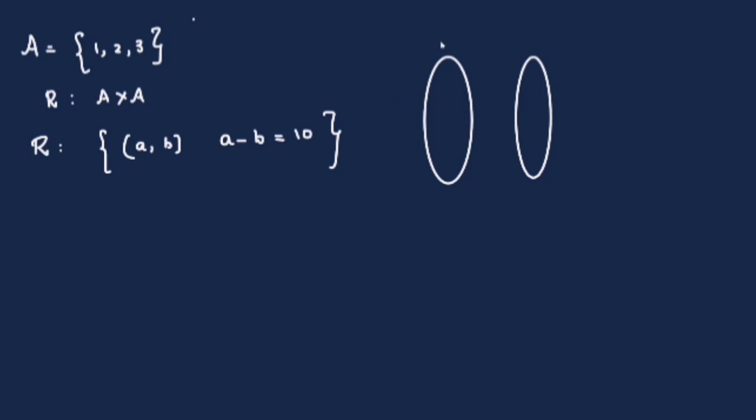Let us write here set A. It is from A cross A. The set A is defined, R is defined from A to A itself. So set A is {1, 2, 3}. So you know the ordered pairs (1, 1). Now what will you write here in the relation R? Can I write (1, 1) here? What is the condition I have given? A minus B should be equal to 10. Is 1 minus 1 equal to 10? No. I cannot write that. Can I write (1, 2)?